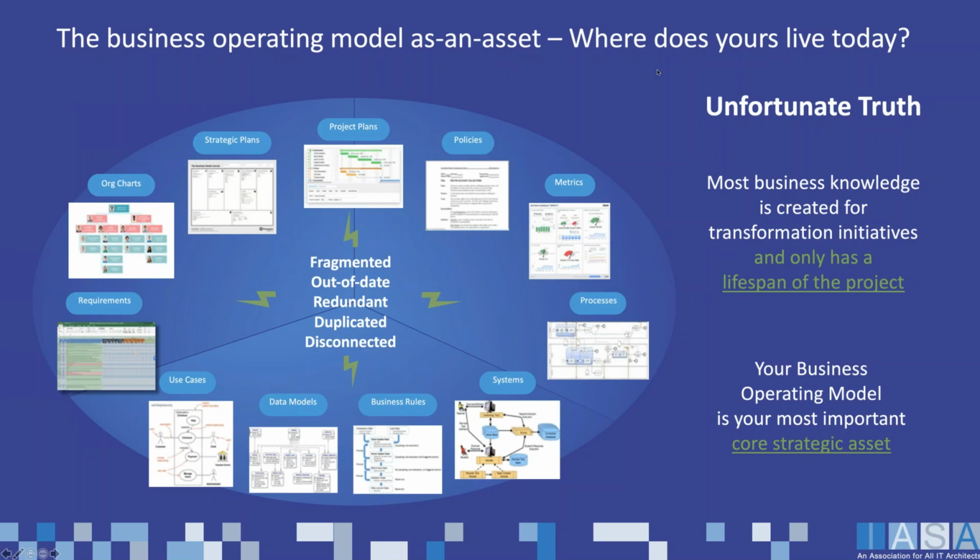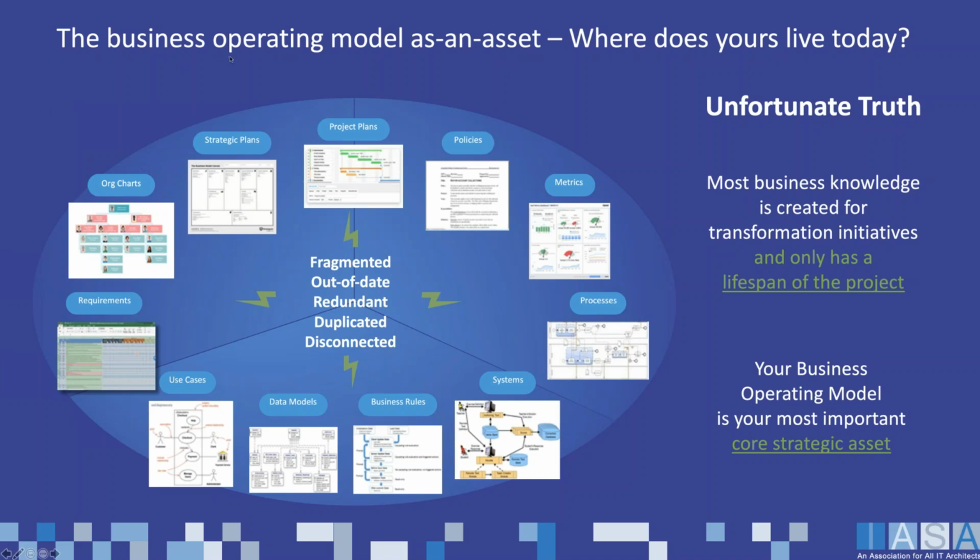Nobody can answer that question. They look at us with a blank look on their face when we ask them, where does your business model live today? The business operating model is your most important core strategic asset. This is something that has to be enduring, dynamic, accessible, interactive, and available to business people to make business decisions.